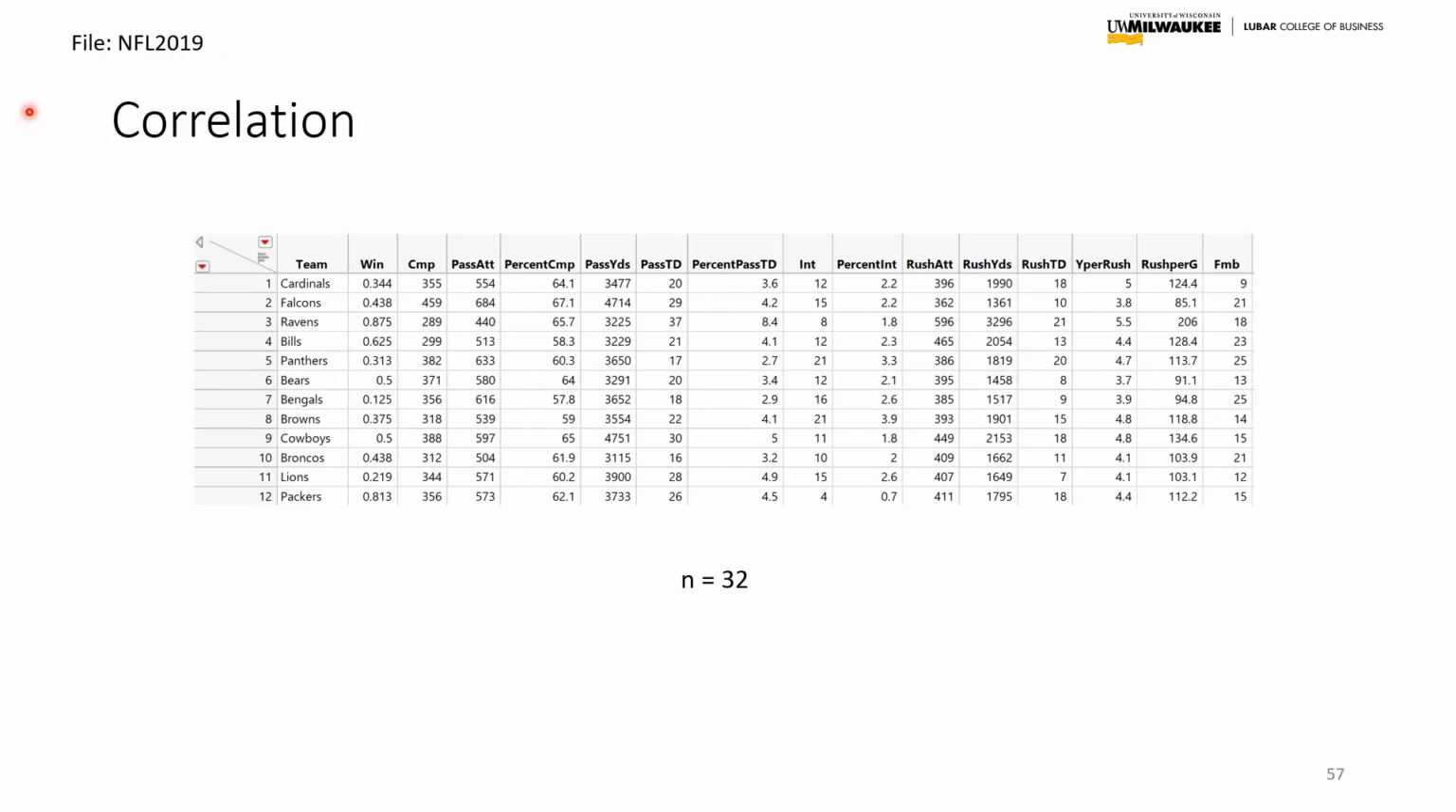I now want to cover the concept of correlation, which is related to looking at a numeric variable against a numeric variable. It's a springboard into regression. Consider this data on NFL teams in 2019. This is American football teams. And we're seeing that we have information on the winning percentage for that season against a whole bunch of statistics team by team. And there's 32 observations.